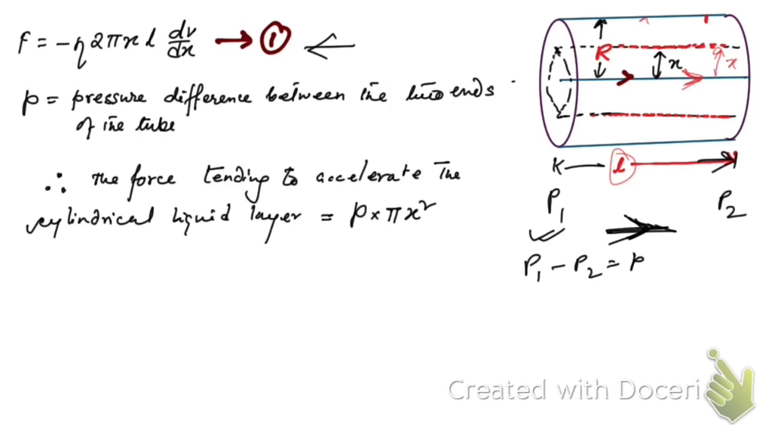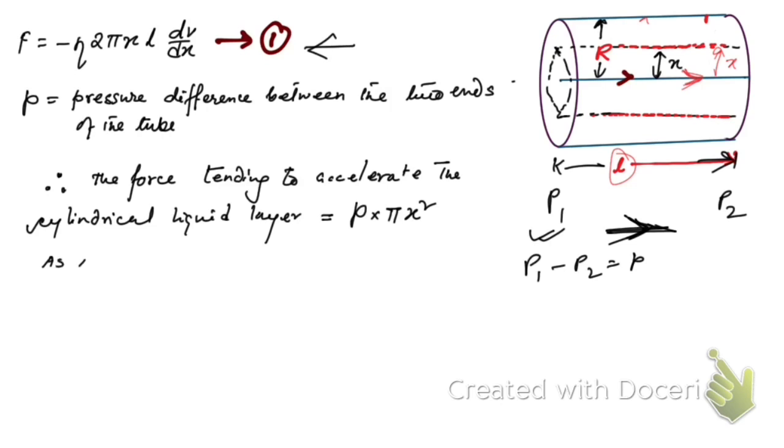So as the velocity of the liquid layer is constant, right? Velocity will be different for different layers, but for this liquid layer, at each and every point the velocity is fixed. So that's why the accelerating and retarding forces on the layer will be equal. This is the retarding force, the viscous force, and this is the accelerating force, so both must be equal, right?